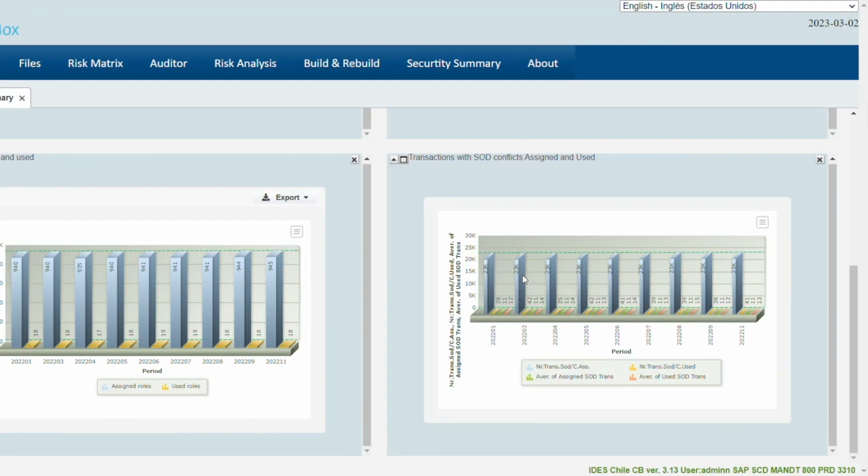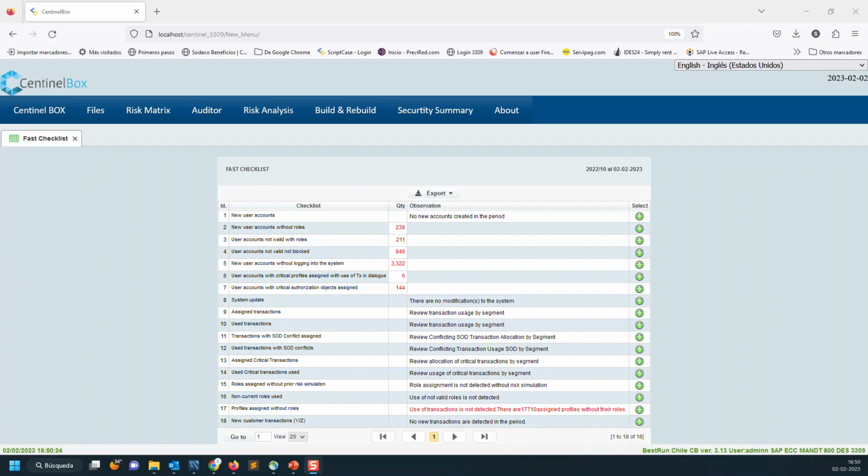The fourth chart compares conflicts due to the segregation of functions at the transaction level between used and assigned transactions. If the gap is significant, it indicates a correlation between the first chart and the overallocation of transactions. The second report is the fast checklist, which shows 18 controls, with the main ones marked in red. We should be concerned about these controls and ensure that the indicated values are all at 0. If any of them have a different value, we should ask for an explanation, solution, and commitment to compliance.